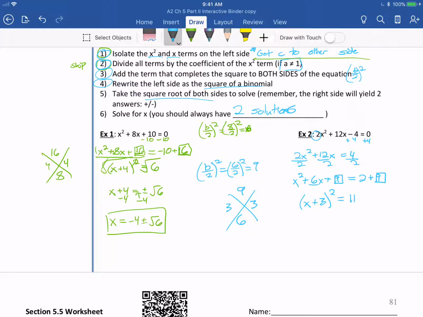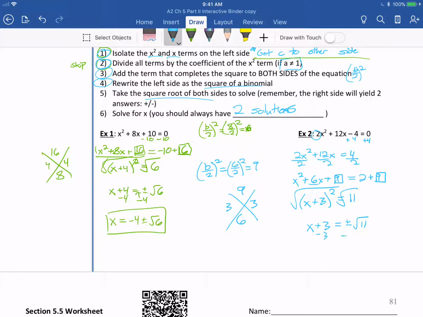All right, and now here we just go through and solve this guy. Take the square root, so I get x plus 3 is equal to plus or minus the square root of 11. And I subtract the 3 over, so I get x equals negative 3 plus or minus the square root of 11.